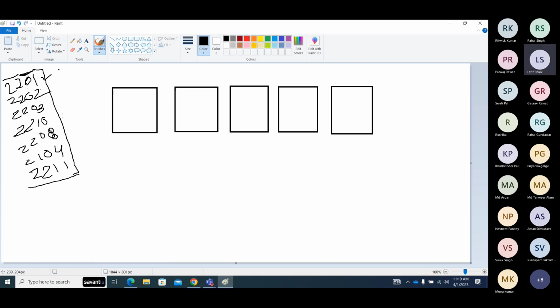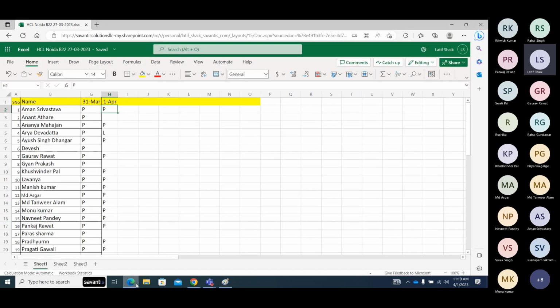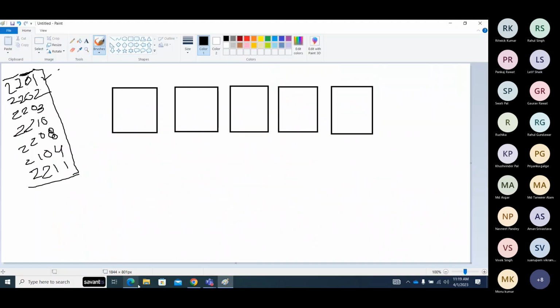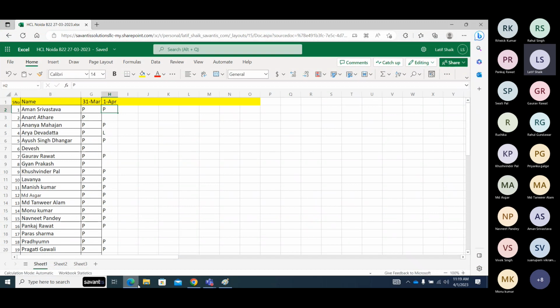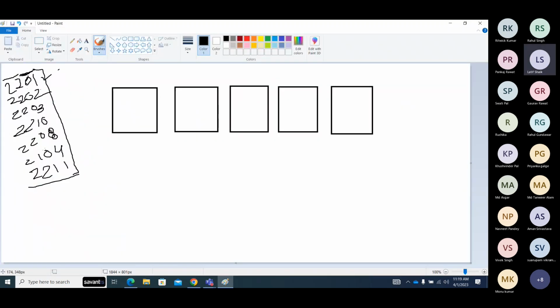So who is this one? One is Aman, two is Anant, three is Ananya, 10 is Lavanya, 8 is Jnan Prakash, and 11 is Manish Kumar. And who is this candidate? Where is 2104? Why don't I have that specific record? The other records are there, but not 2104. So this is out of your batch, right? These all belong to the same network, but this one does not. How can I know it? Based on the starting number, the batch number. In the same way, guys, your IP address is network and host.